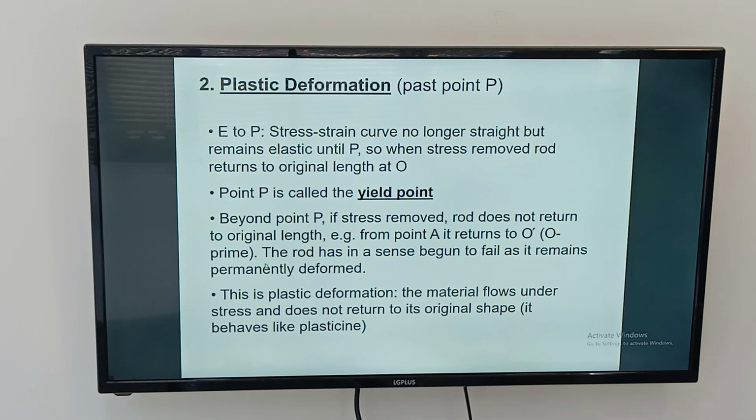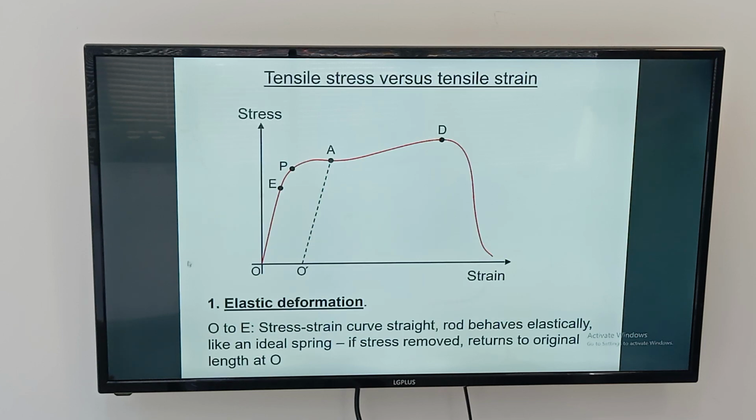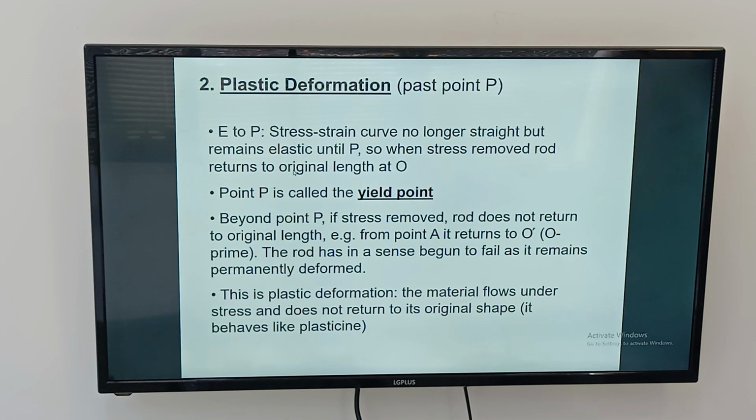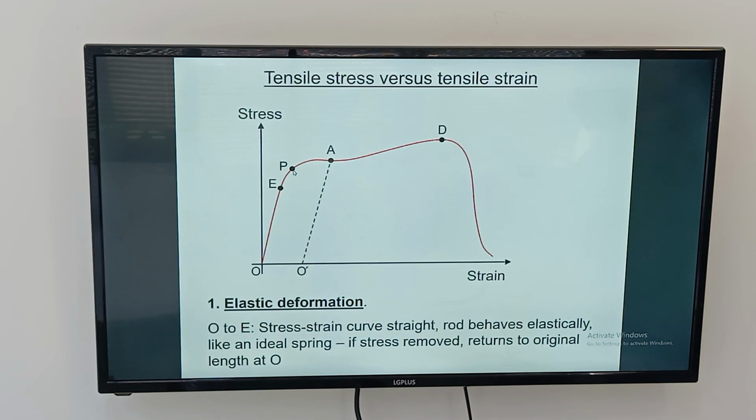Number two, plastic deformation, which is past point B, from point O to point P. From E to P, the stress-strain curve is no longer straight, but remains elastic until the point B. Here, it's not a straight line. It's very obvious here. However, it can handle a bit more force and it will still act in an elastic way. It will still handle the force applied to it.